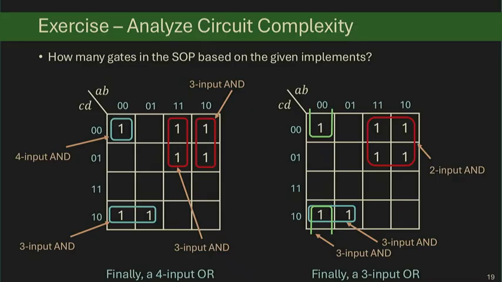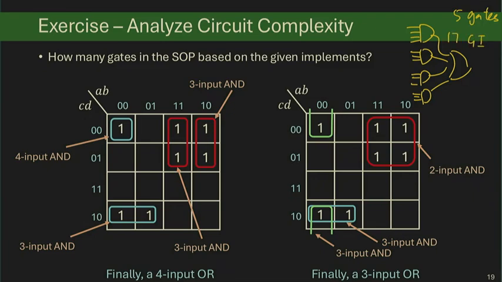So if we were to draw the circuit, it will look something like this. OR gate at the bottom, 4 AND gates at the front, one of them with 4 inputs, and the other 3 all have 3 inputs. So 5 gates in total. And how many gate inputs? It's going to be 8 plus 9, so 17 gate inputs. 4 plus 3 plus 3 plus 3 plus 4. That's what I'm counting. For each gate, the number of inputs, take the summation of all of them.